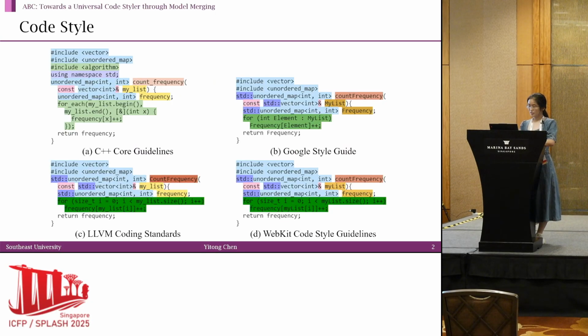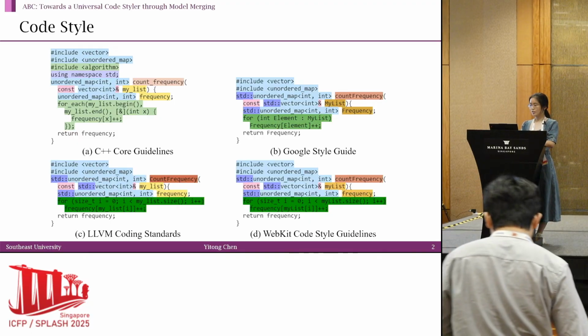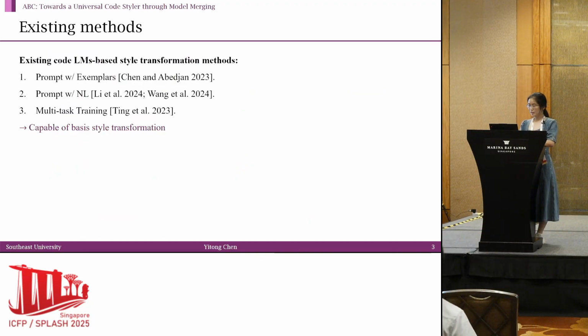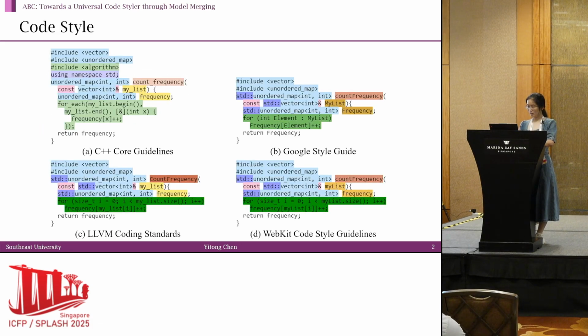Code style refers to not only formatting, but also to overall structure and organization of code. Both academia and industry recognize its importance. Many companies and open source projects have created their own guidelines. And it has been a long-standing aspiration to build a model capable of transforming code between any given style.